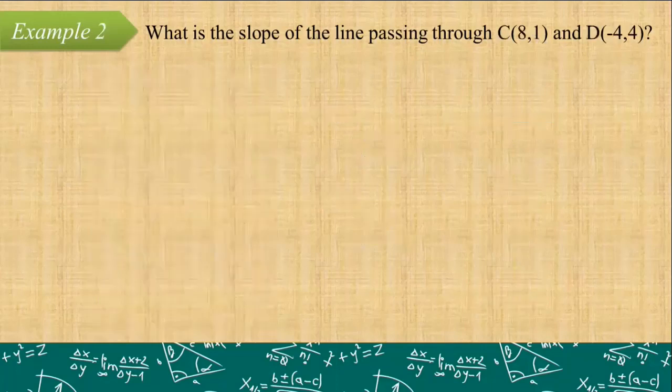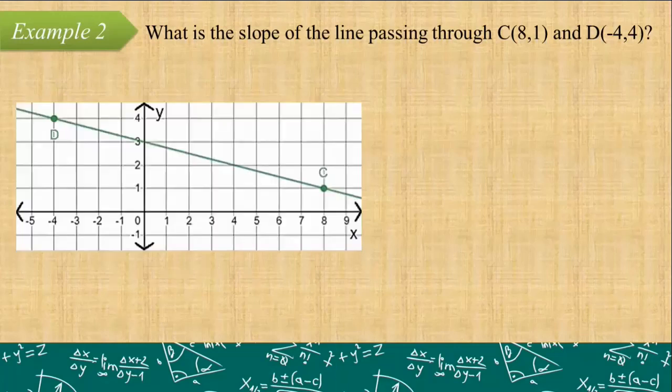For example number 2, I want you to pause this video and try solving for the slope on your own. Afterwards, i-resume natin yung video and then we'll see kung tama yung sagot mo. Ano yung slope ng line na dumadaan sa C na may coordinate na 8, 1 and D na may coordinate na negative 4, 4.